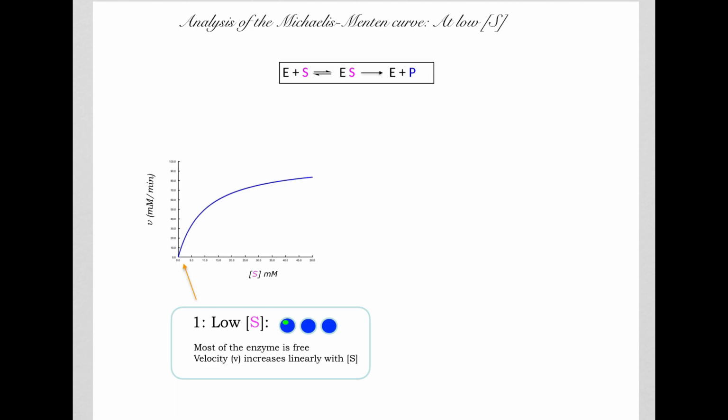First, let's look at low substrate concentration. When the substrate concentration is very low, we see that most of the enzyme is in the free form, the E form, not the ES form. And during this time, you can see the beginning part here is linear. That means the velocity of the reaction is increasing in proportion, or linearly, with the substrate concentration. So that's the first part of the curve where the substrate concentration is very low.